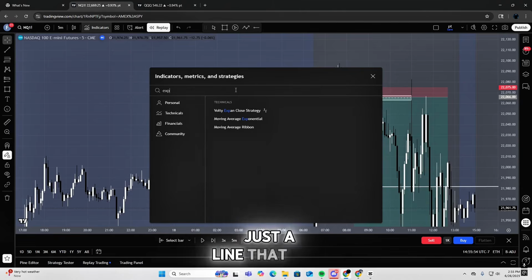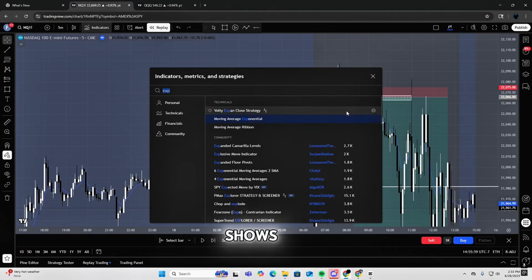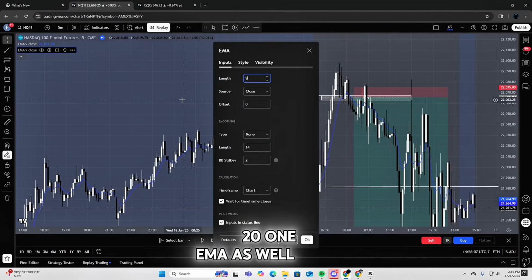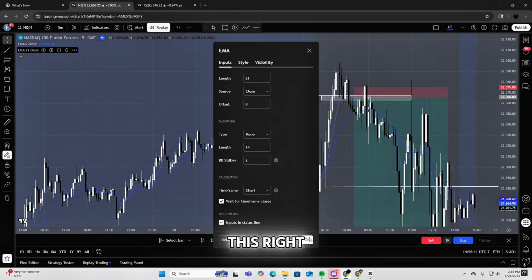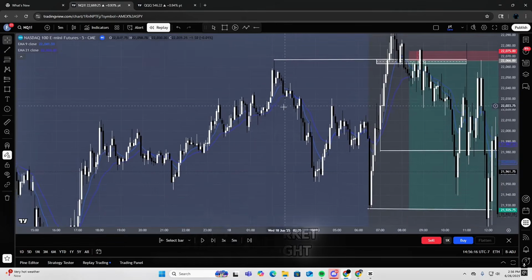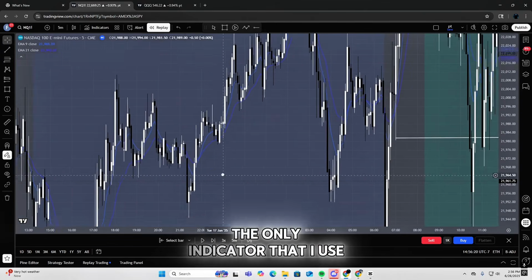It's basically just a line that shows the moving average of the trend, right? So obviously, the ones I use are the 9 EMA close and the 21 EMA as well, right? So from here we have two lines kind of like this, and basically it's just squiggly lines that show market trend, right? So obviously this is the only indicator that I use.